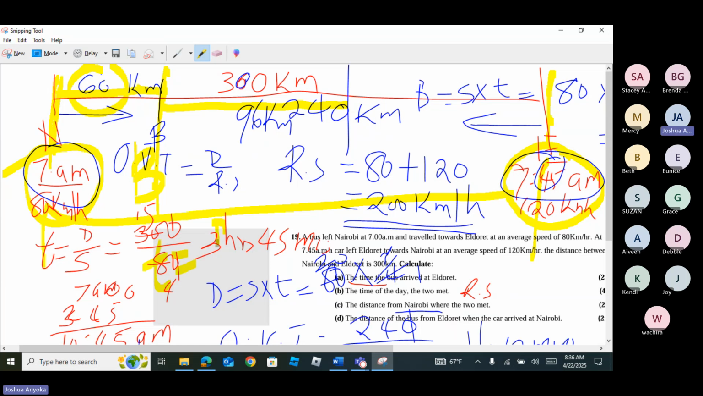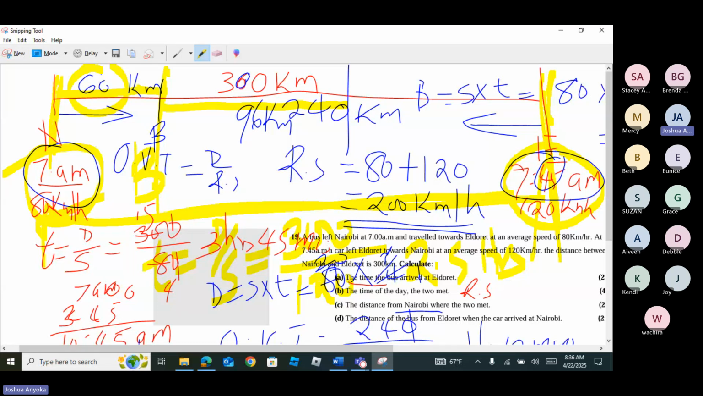Time, tumesema, it is distance over speed. Distance of the car, it will cover 300 kilometers, and the speed of the car is 120. So this gives us a time of 2.5 hours, or 2 hours 30 minutes. That's the time it will take to move all the way from Eldoret to Nairobi.